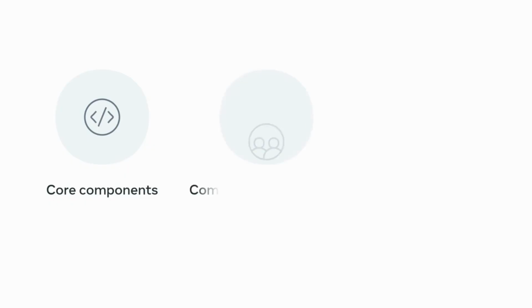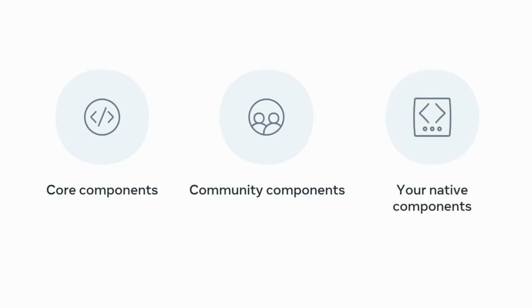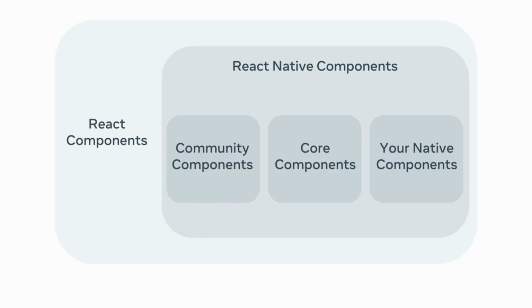Then you get community components, which are components that you get from the community packages that you must install. Lastly, you get native components that you create yourself. Keep in mind that all of these belong within the umbrella of React components. React Native is essentially written in React, which means you can create as many custom React components as you'd like.